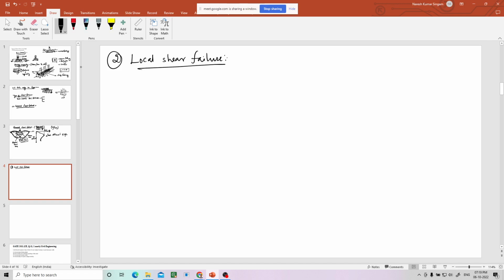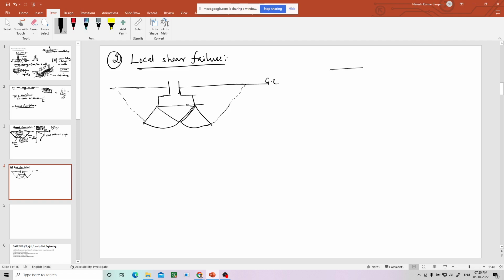Second one, let us draw the footing again. Okay, you know this is ground level, and here also wedges will form when you apply the load. Now here the load settlement graph will be Q, and this is settlement.